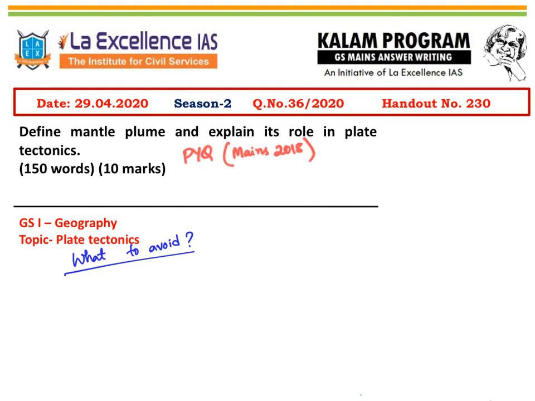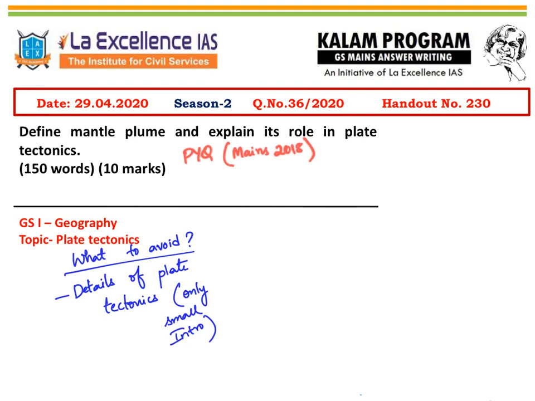Coming to what is to be avoided in writing this answer, though the question mentions plate tectonics, don't go into the details of tectonics. This is a secondary question to the mantle plume. So you can give a small introduction about plate tectonics, but don't write details of plate tectonics. Details of what all the plates are, what the minor plates are and all need not be written. The question is about mantle plume and its role, so try to avoid more detailing of plate tectonics.